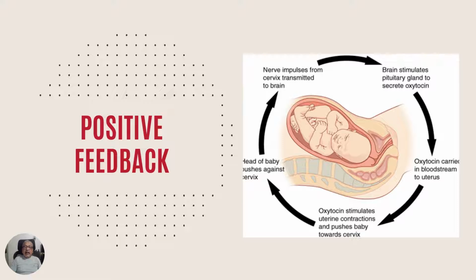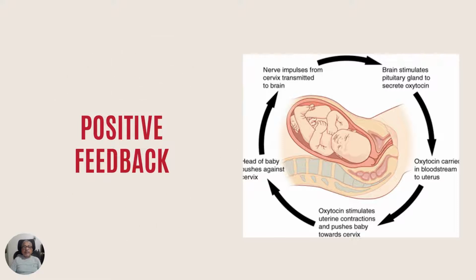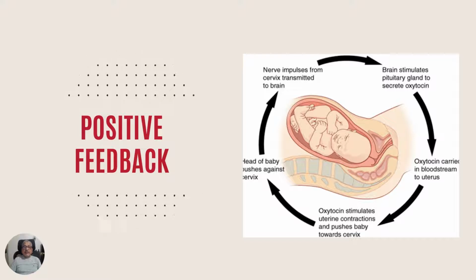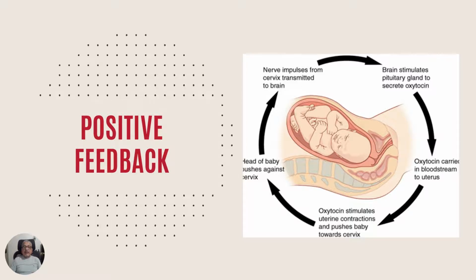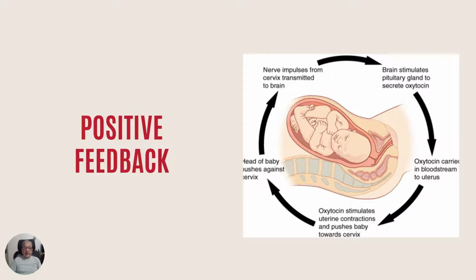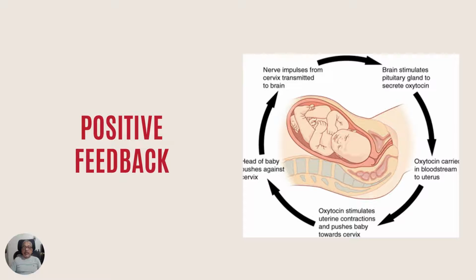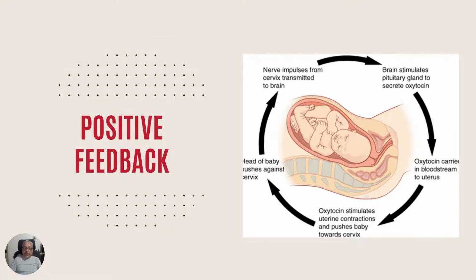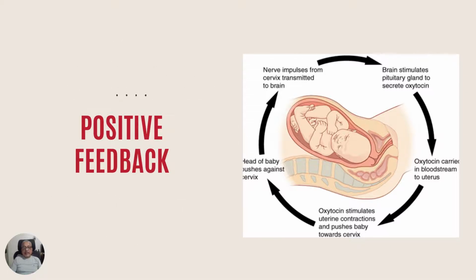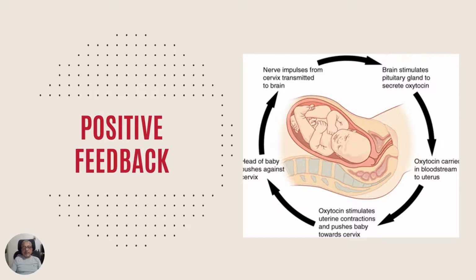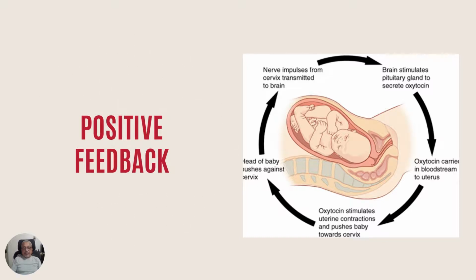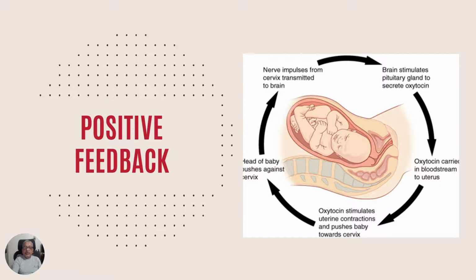Similarly, during the process of childbirth, when pressure is created in the cervix, it sends a signal and positive feedback, and as a result, oxytocin is released from the brain. And as this oxytocin is released, it helps in the contraction of the uterus, and thereby the delivery takes place. And once the baby is delivered, the oxytocin release is stopped.